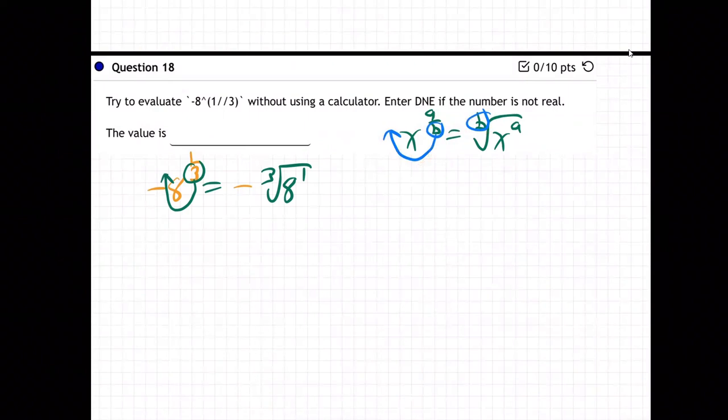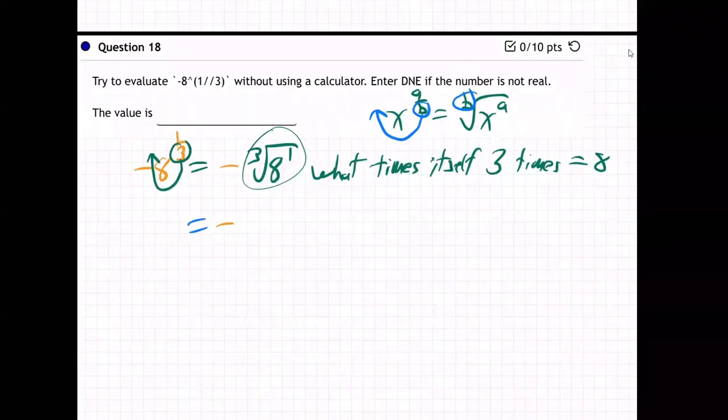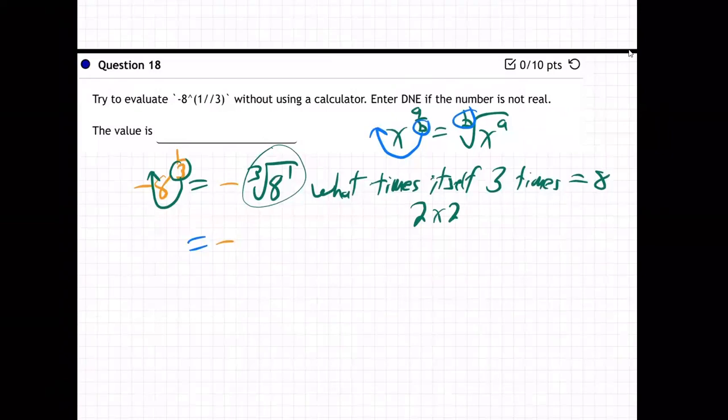Okay, now, what is the cube root of 8? Well, that asks the question, what times itself 3 times equals 8? And that'd be 2, right? 2 times 2 is 4 times 2 is 8. So the answer is 2. So, and the negative's in the front, so it's -2. So the answer is -2.